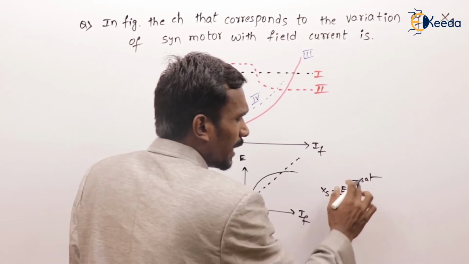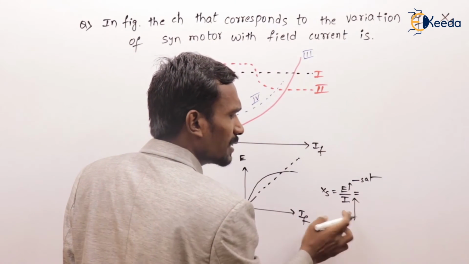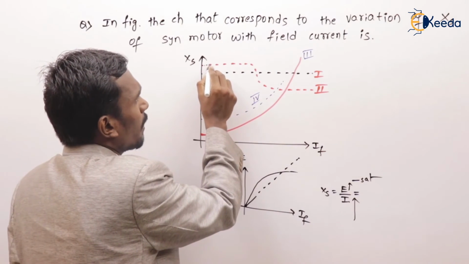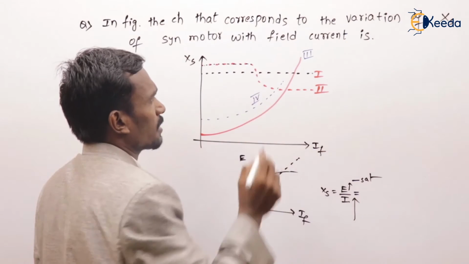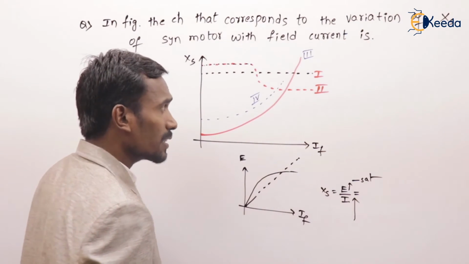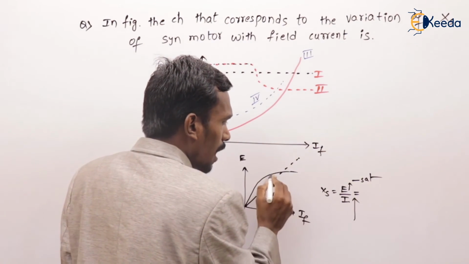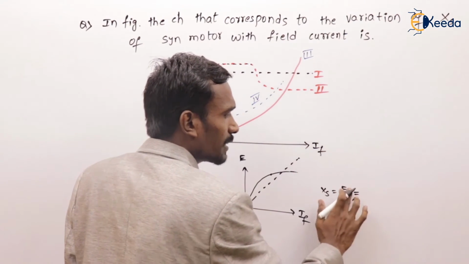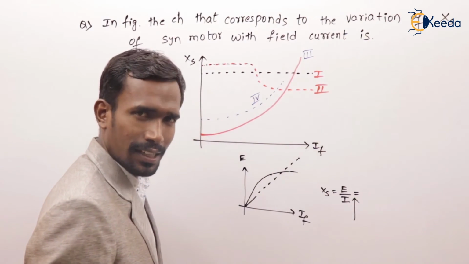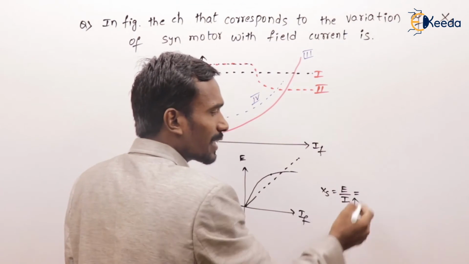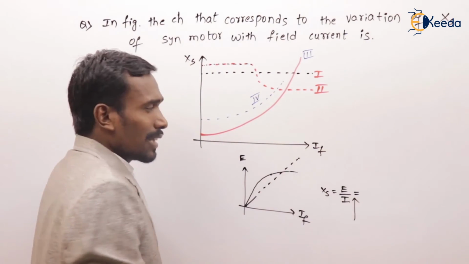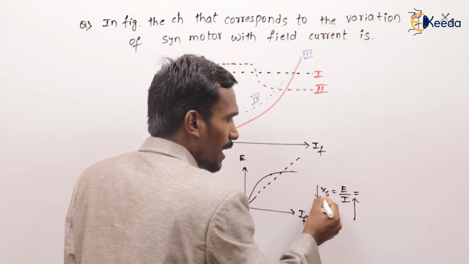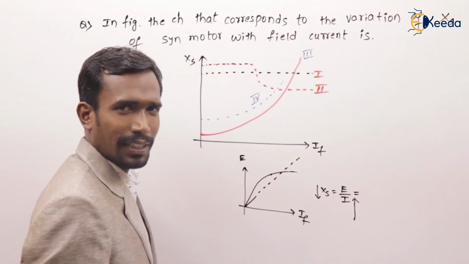Initially the EMF increases and the current also increases, so the impedance is mostly constant. But after some time, our EMF saturates, meaning the EMF is no longer increasing linearly, but the armature current is still increasing. So the denominator is increasing, and the excess value decreases.